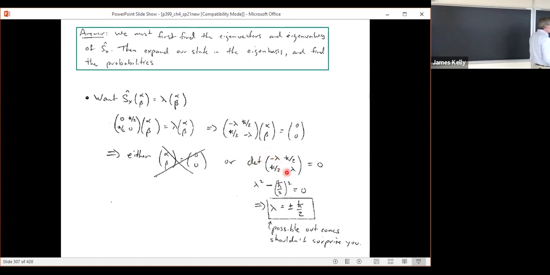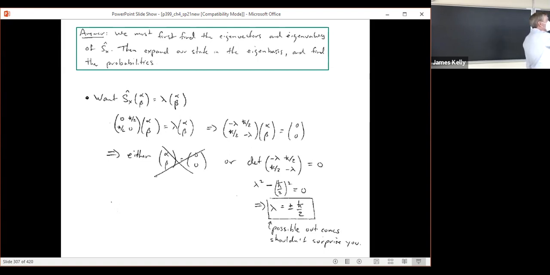When I do this one times this one, I get lambda squared minus this one times this one, minus h bar over 2 quantity squared, equals 0. And so that's easy to solve. I don't have to do any quadratic formula or anything. Lambda is plus or minus h bar over 2, which shouldn't surprise you because our z direction was made up to begin with, right? We just arbitrarily picked a direction in space. We said we're going to call that the z direction. And we knew that the possible values of spin angular momentum were plus or minus h bar over 2.